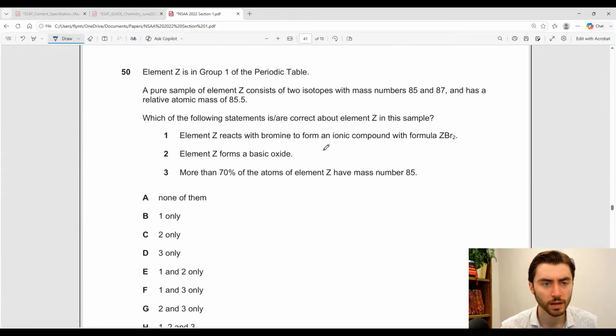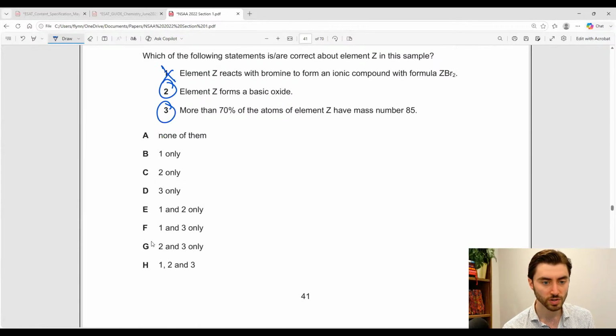Element Z is in group 1. A pure sample of element Z consists of 2 isotopes of 85 and 87, relative atomic mass of that. So that means it's a 3-to-1 ratio in 85 to 87. It's in group 1. It reacts with bromine to form an ionic compound. That's not correct. If it's in group 1, it forms Z+, so it should be ZBr. It forms a basic oxide. Yes, it's a metal. Metals form basic oxides. More than 70% have a mass number 85. That is true. 75% of them have a mass number of 85. So it's 2 and 3, which is G. Done.